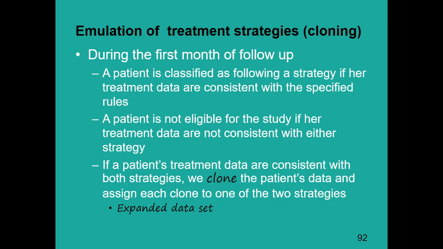That patient is out. If a patient's treatment data are consistent with both treatment strategies, we clone the patient's data and assign each clone to one of the two treatment strategies. So that created the expanded data set. In the expanded data set, for the clones of data, the only difference is the treatment strategies. One clone is following treatment strategy A. The other clone is following treatment strategy B.